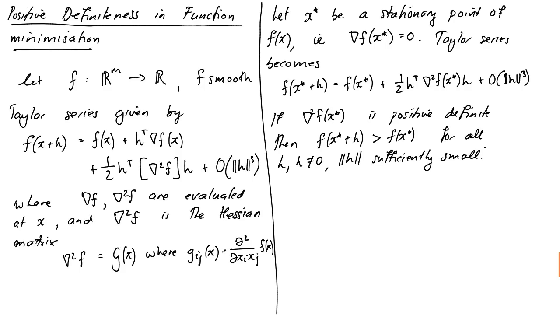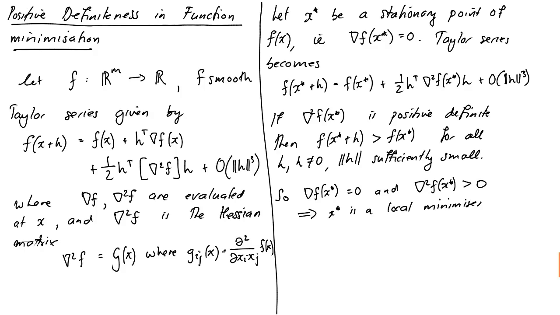What does that mean? Well, it means that our x star is a local minimum. So grad f of x star equals 0, and the Hessian at x star is positive definite, which is how I'll write that. This implies that x star is a local minimizer of f.